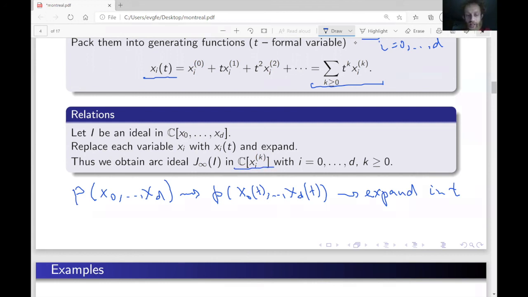So you can see that if you are given an initial ideal I, then after this procedure, you get an ideal, which is denoted by j infinity of I, inside the polynomial ring in infinite number of variables. So these variables x lower i, upper k. Okay, so this is the general construction. Let me give you a few examples so you can feel how it works.